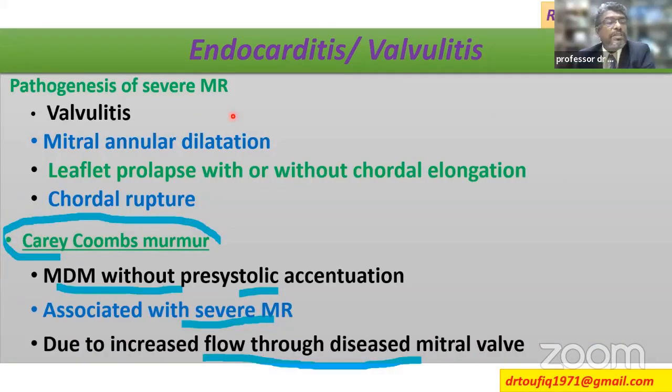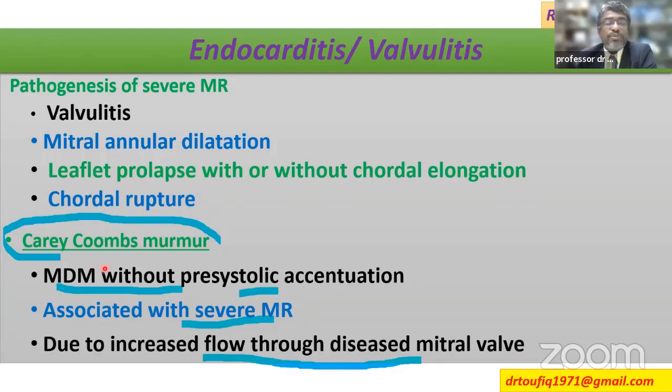So, pathogenesis of severe mitral regurgitation. Why does mitral regurgitation occur in a patient with rheumatic fever? There is valvulitis, and there is mitral annular dilatation that may lead to the development of mitral regurgitation. There may be leaflet prolapse without chordal elongation, and there may be chordal rupture also due to rheumatic fever involvement. So these are the causes that may lead to the development of severe mitral regurgitation.